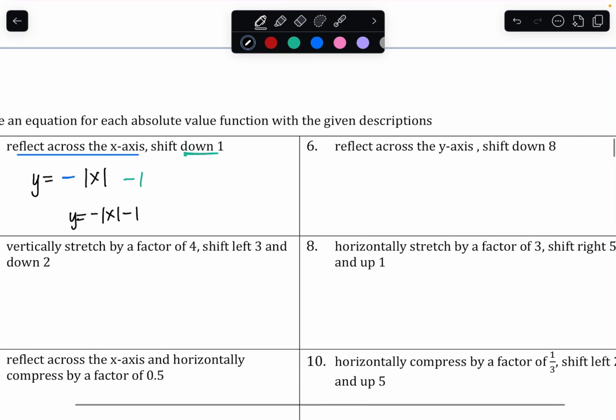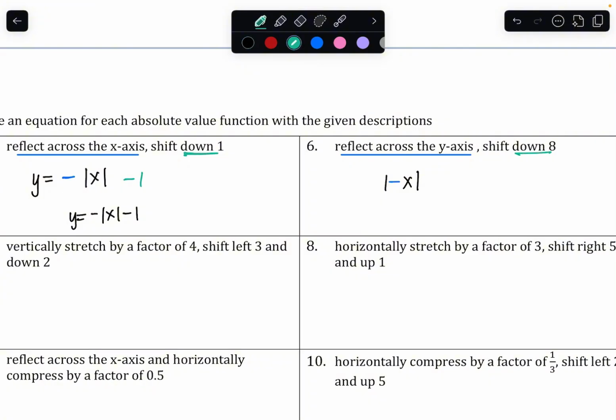Okay, this next one says reflect across the y-axis. That means my negative is inside the bars on the x. And then down 8, that means my -8 is outside the bars.